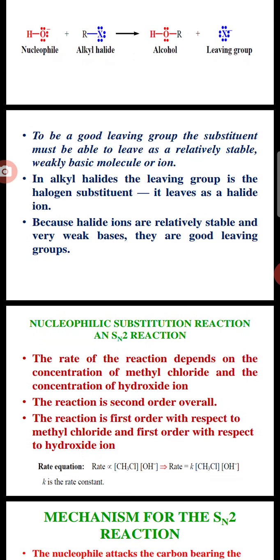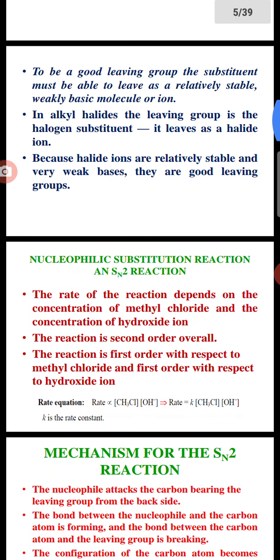In a nucleophilic substitution reaction of the SN2 type, the rate of reaction depends upon the concentration of methyl chloride as well as the concentration of hydroxide ion. The reaction is second order overall. It is first order with respect to methyl chloride and first order with respect to hydroxide ion. Both the alkyl halide and the hydroxide have the power of one, so the sum of the exponents is equal to 2, so it is a bimolecular substitution reaction.